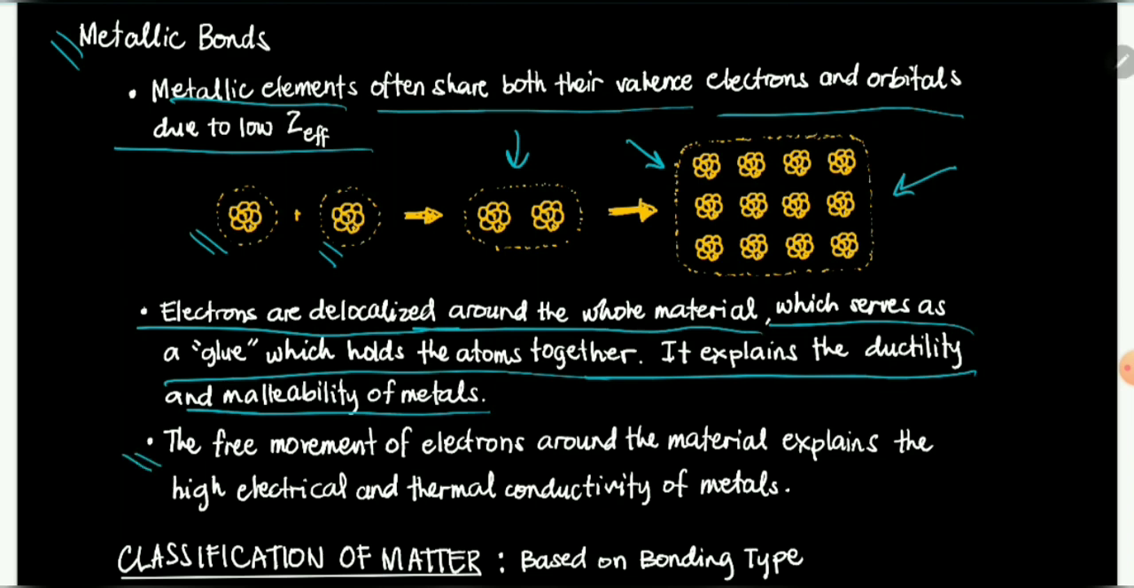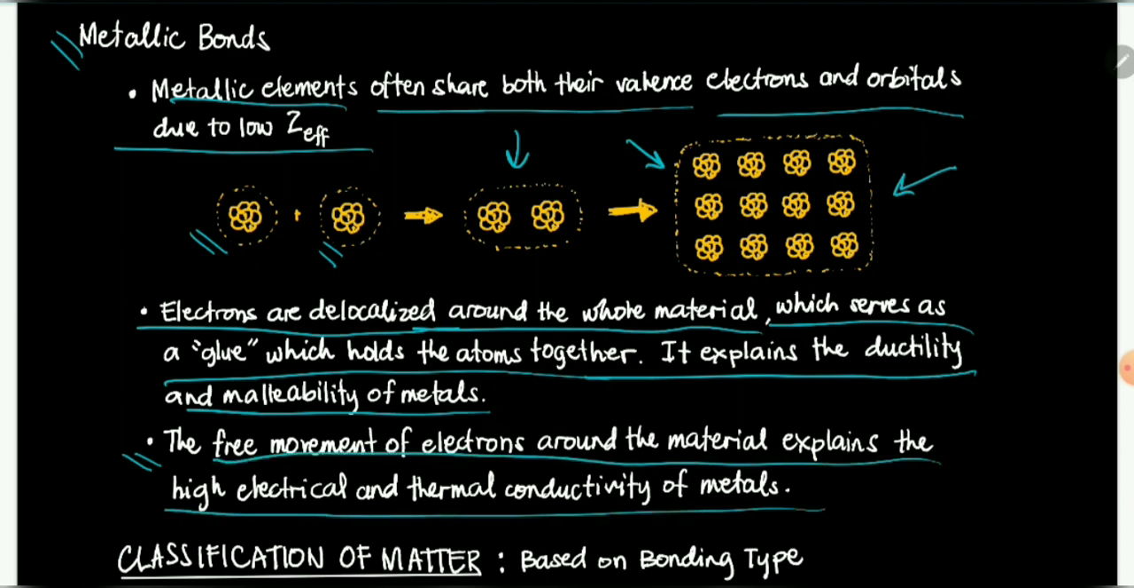So the free movement of electrons around the material explains the high electrical and thermal conductivity of metals. Since delocalized yung electron, freely moving siya around the structure. So kapag nag-pass ka ng current, walang obstruction yun kasi nakakapass siya through the orbitals that are shared by all the atoms of your metal. Okay?